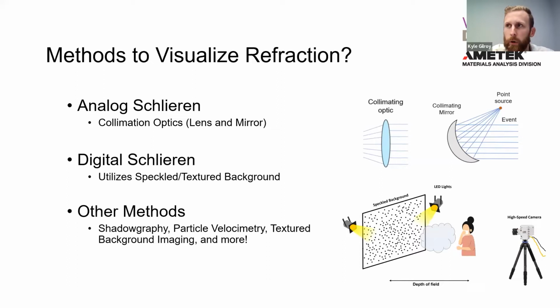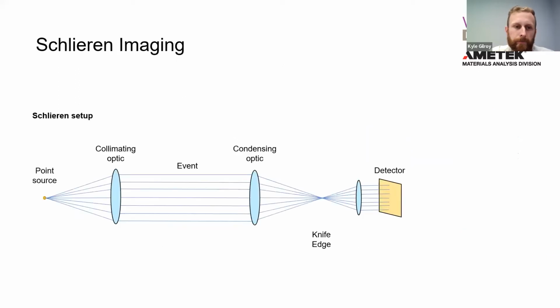There's even some other Schlieren methods that we won't talk about today, but some include, for example, shadowgraphy, particle image velocimetry, just simple textured background imaging, and many more. And I'm happy to chat about these at the very end if you have any questions. So, Schlieren imaging.